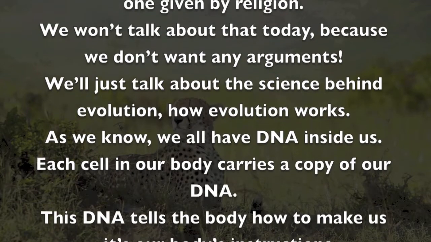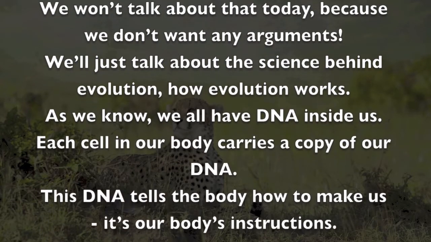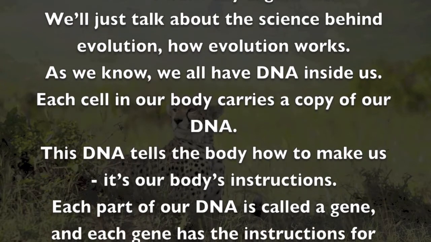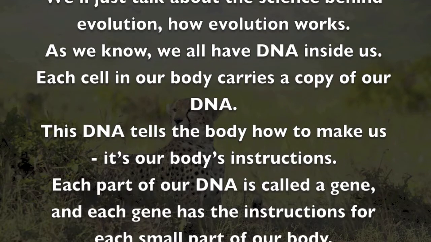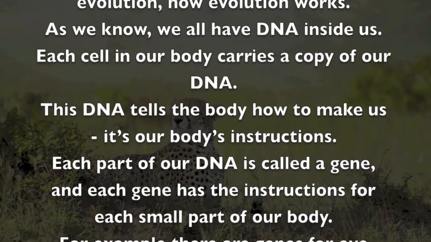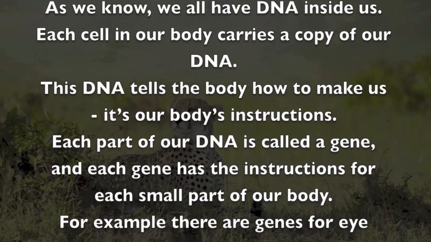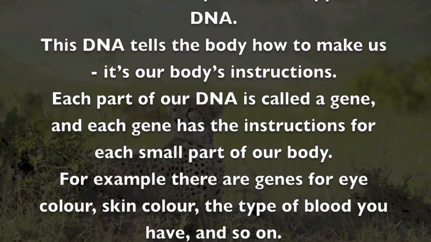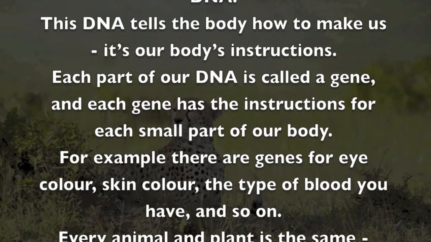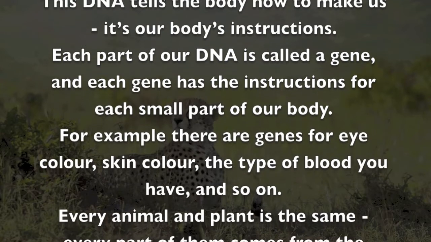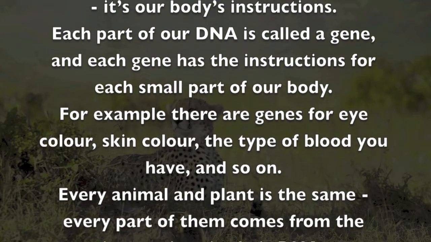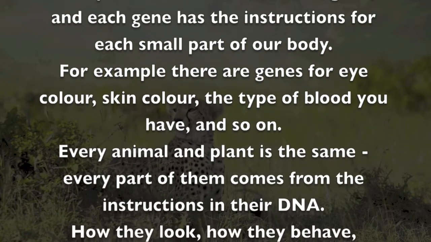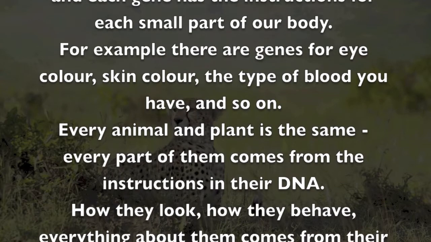As we know, we all have DNA inside us. Each cell in our body carries a copy of our DNA. This DNA tells the body how to make us. It's our body's instructions. Each part of our DNA is called a gene, and each gene has the instructions for each small part of our body. For example, there are genes for eye colour, skin colour, the type of blood you have, and so on.